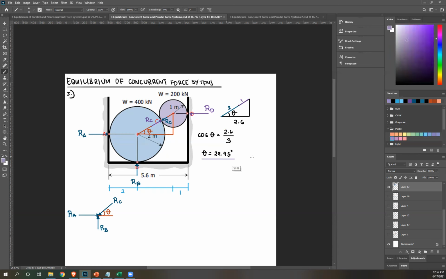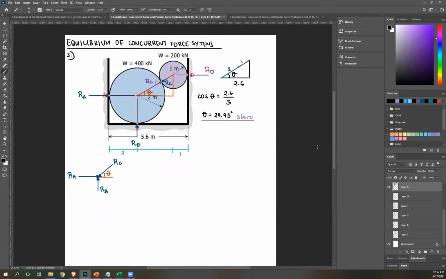In case you don't want to solve for theta, from this we can actually solve for the height as well to get the slope of these two forces, right? So you can do that as well. But if you don't want to, you can just solve for the theta. So now we have theta. Let's continue with drawing the free body diagram of the purple cylinder.